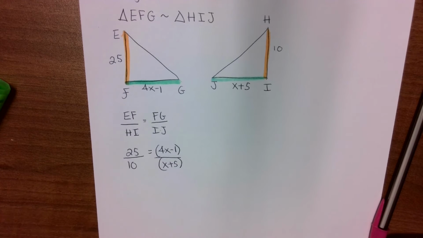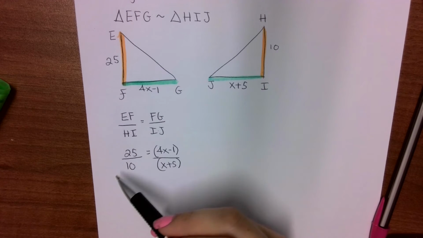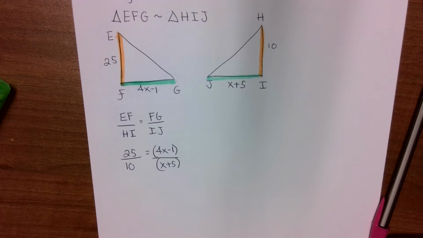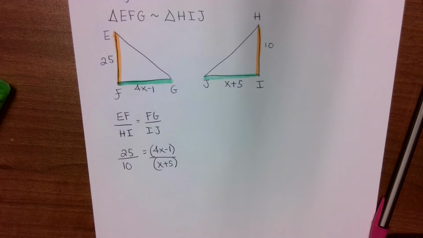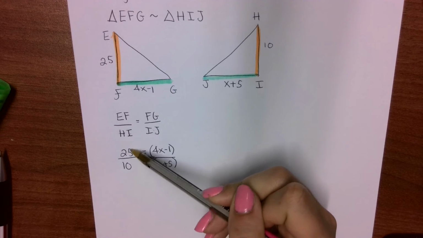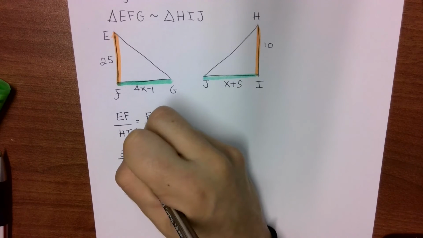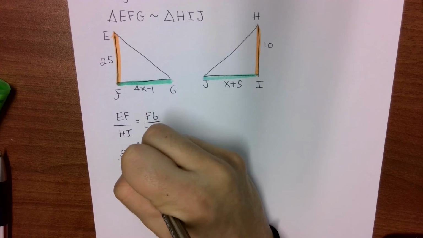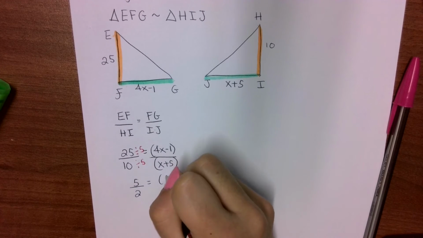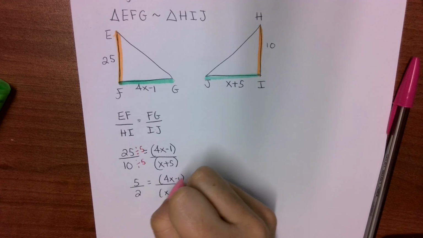Now, there's two ways you could do this. You could just go ahead and do your cross product to solve for x, or you could simplify first. I prefer to always simplify a ratio first if I can. That way I have smaller numbers and I don't need a calculator to do any of that. Especially on the test, if there's no calculator allowed, you could do this method first. So I want to reduce anything I see. 25 and 10, I could definitely simplify. They're both divisible by 5. So I have 5 over 2 equals 4x minus 1 over x plus 5.